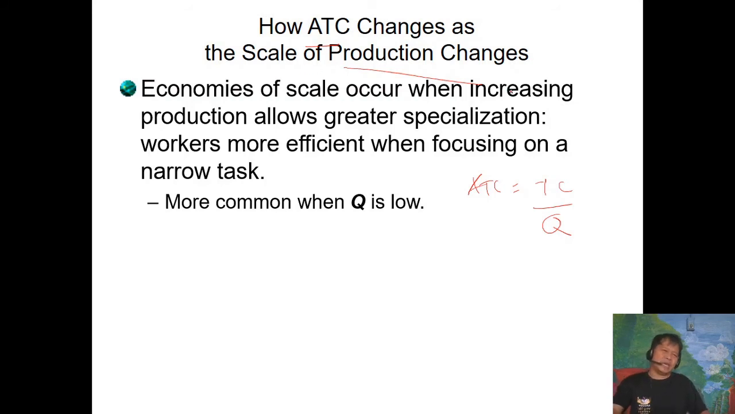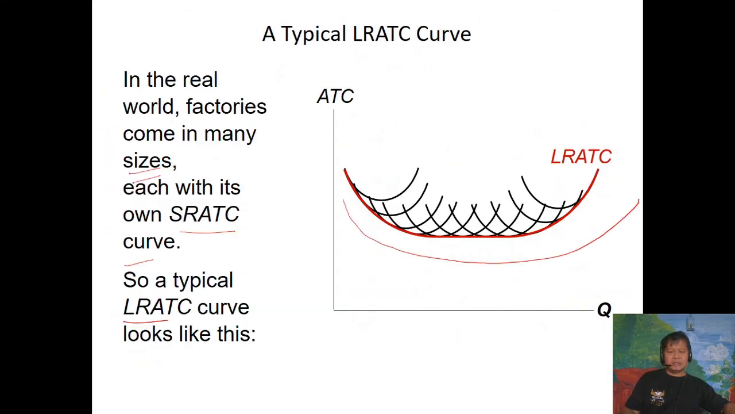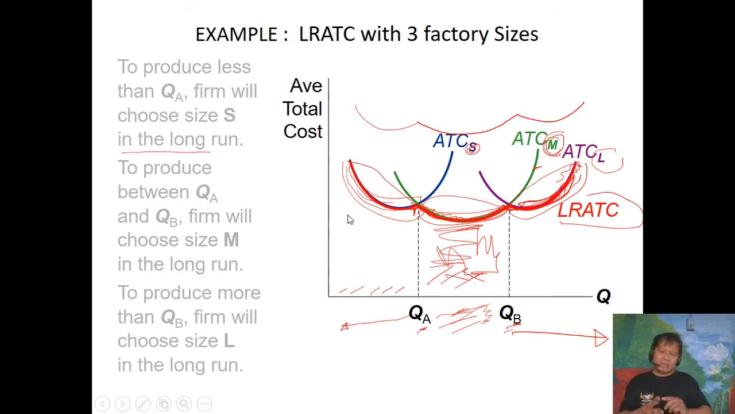We have the economies of scale, the constant returns to scale, and so this economies of scale. No? The economies of scale, of course, with increasing production allows greater specialization. Workers are more efficient when focusing on a narrow task. So more common when Q is low. Okay, economies of scale usually happen when the production is low. An example earlier, economies of scale, production is less than QA. So take note of that.